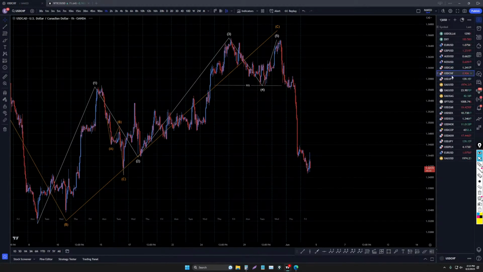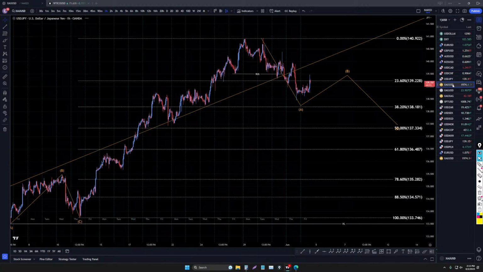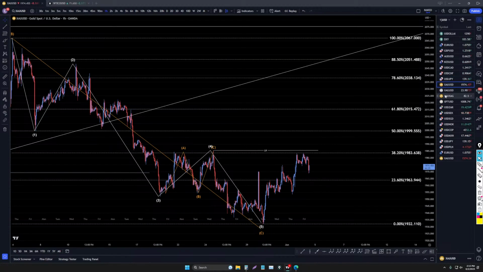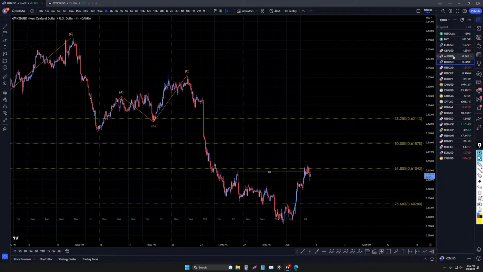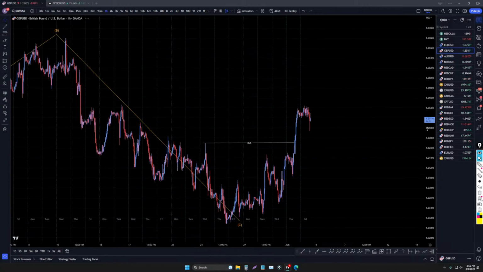US dollar Canadian's going down. Swiss is going down a little. The US dollar yen looks like it's ready to go down. Gold looks like it's ready to go up. Kiwi, yeah, not really doing anything. Aussie's not really doing anything.